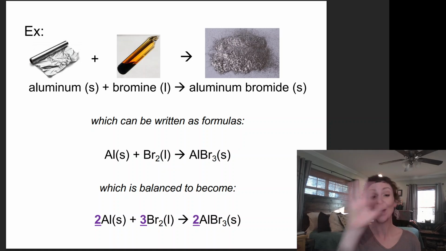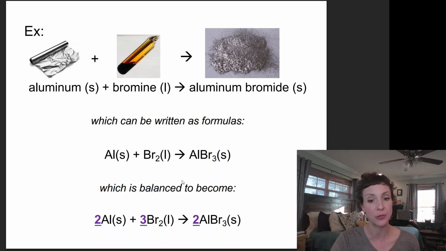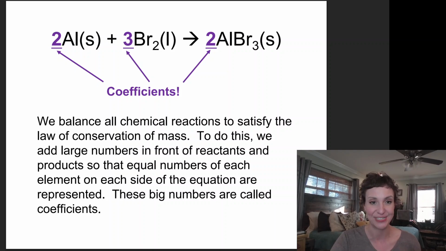We'll get into a whole lesson on how I put these numbers and how I figure out what numbers go in front of which formula, but the reason I put those numbers is that it will give me 2 total aluminums on both sides of the reaction equation, and 3 times 2, 6 bromines there, 2 times 3, 6 bromines there. So I have conserved mass, which is super exciting. So we balance all chemical reactions in order to satisfy the law of conservation of mass.